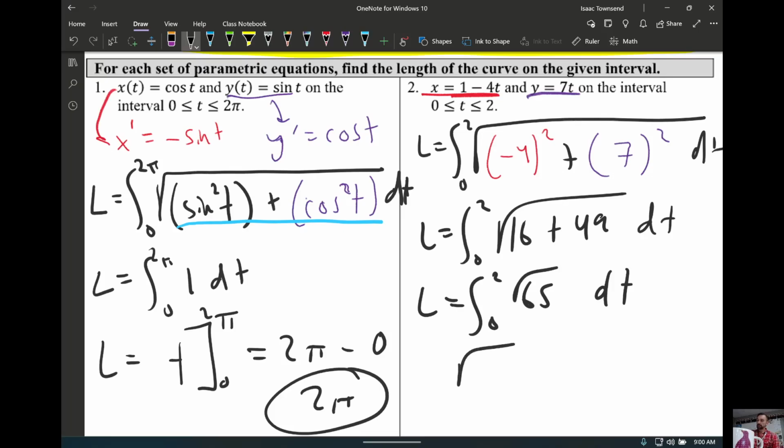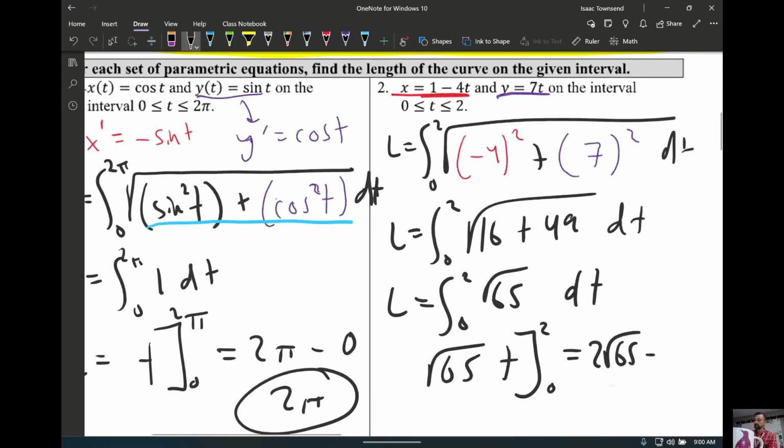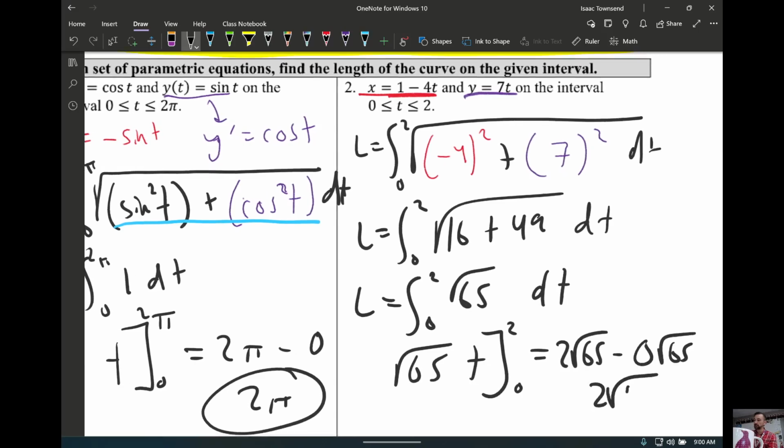And integrating a constant, it's going to be the constant times the variable. The antiderivative of square root of 65 would be square root of 65 t. Of course, I know it's t because of the dt, which is why it's important to carry that along. Then we can plug 2 in the first time to get 2 square root of 65, minus plug in 0 the next time to get 0 square roots of 65. So the arc length, the distance from 0 to 2 using those formulas for x and y, would have a length of 2 square root of 65.